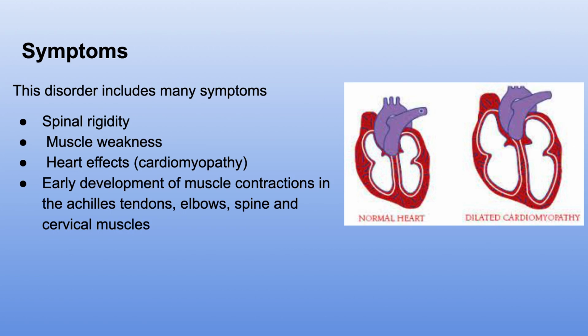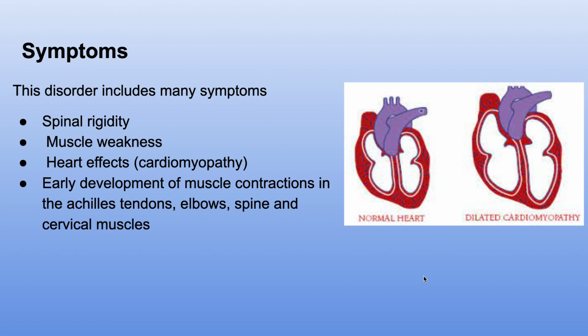There's also muscle weakness because this disorder results in the deterioration of muscle. This makes people with Emery-Dreifuss muscular dystrophy not able to move their arms a lot, and they have weak muscles. Another known common effect is heart effects, also referred to as cardiomyopathy. I've included an image on the right, and this one's displaying a normal heart, and the one on the right is dilated cardiomyopathy. If you compare the two, the one with cardiomyopathy is an enlarged heart, and it's not supposed to be this big.